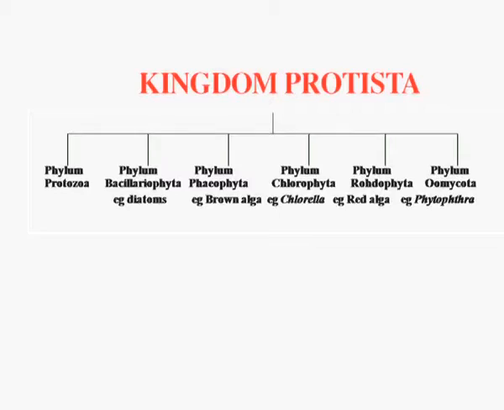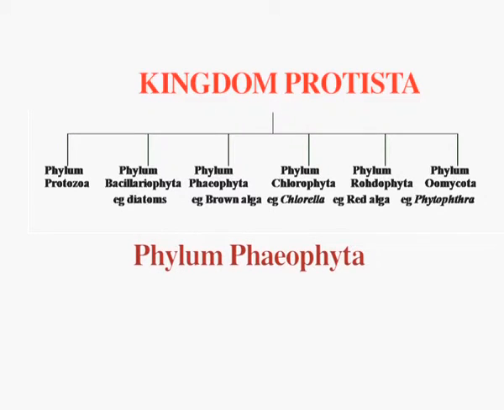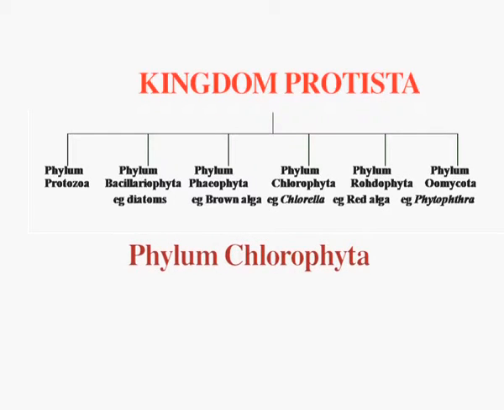Kingdom Protista includes six phyla: phylum Protozoa, phylum Bacillariophyta, which includes all the diatoms, phylum Phaeophyta, which includes the brown algae, phylum Chlorophyta, which includes chlorella, phylum Rhodophyta, which includes red algae, and phylum Oomycota, which includes Phytophthora. Phylum Protozoa is divided into four classes.